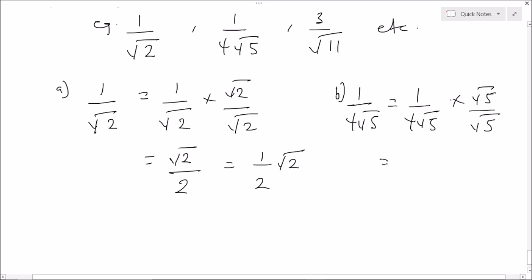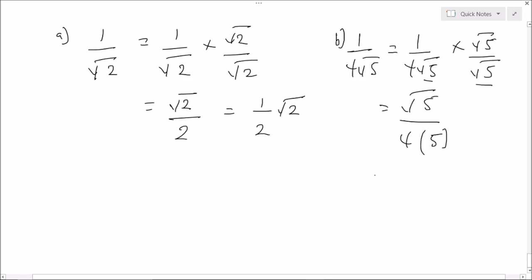Simplify, we multiply both numerators. That's 1 times root of 5 will give us root of 5, all over 4 times 1 will give us 4. Then root of 5 times root of 5 will give us 5. We simplify our answer to get root 5 over 20. So basically, that is how we simplify or we rationalize surds with monomial denominators.